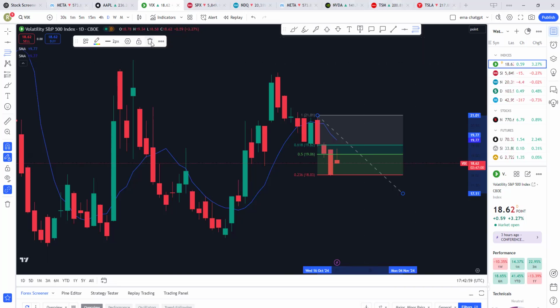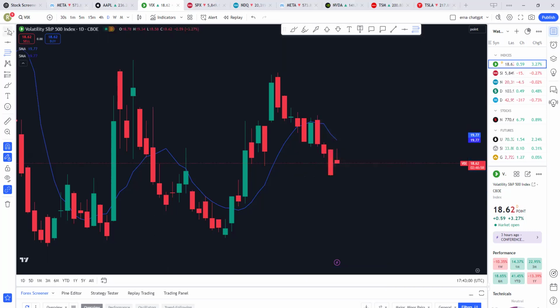Let me just remove it and deactivate it. Now we're going to move to the indicators. The best indicator you can use is what's called the moving average. What the moving average does for you is it also identifies the price level.